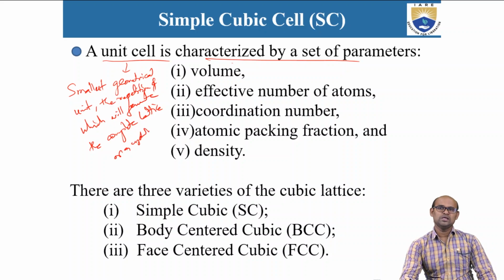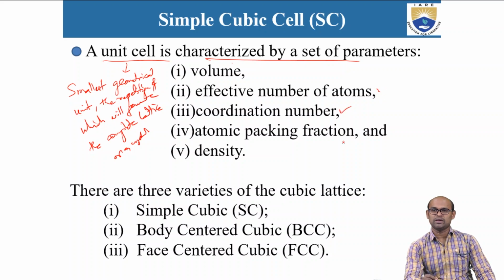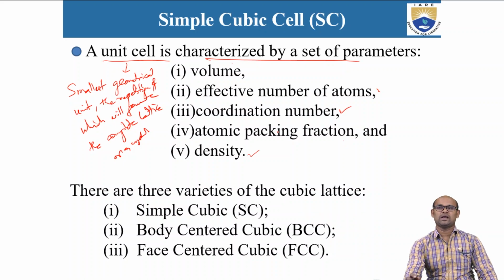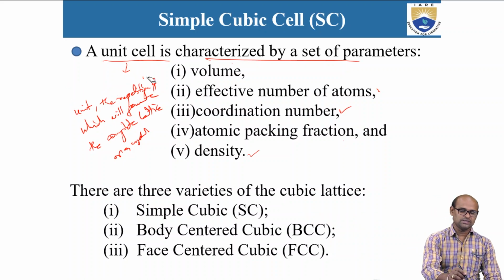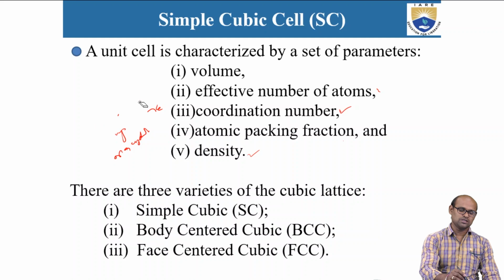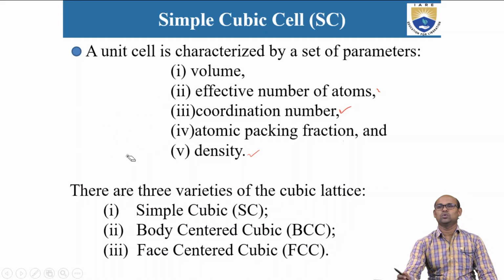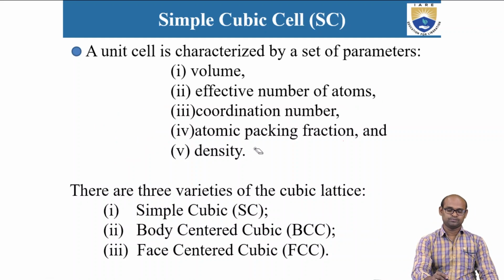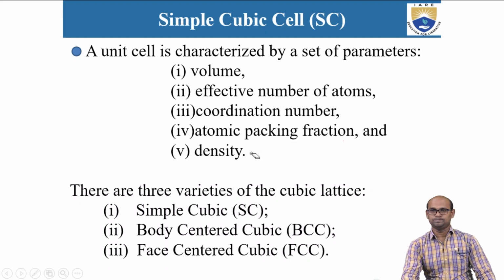Okay, so this unit cell is characterized by a different set of parameters. These are the volume, effective number of atoms, coordination number, atomic packing fraction, and density. So these are the 5 different parameters that characterize the unit cell, which is the smallest geometric unit. By repeating that smallest geometrical unit cell, you can generate the whole lattice of a crystal.